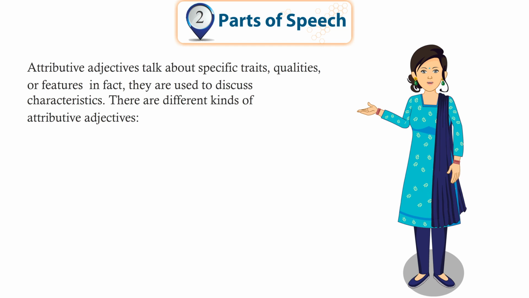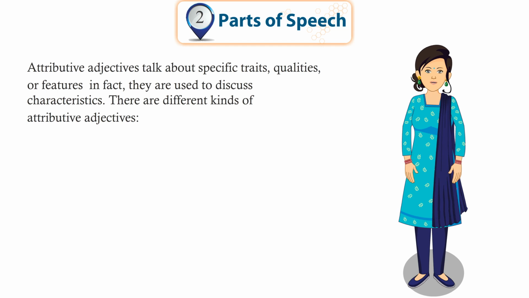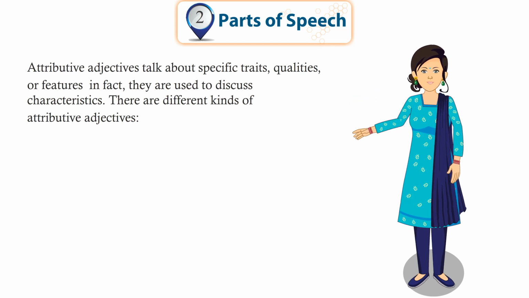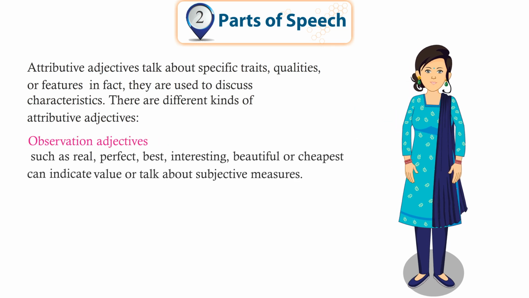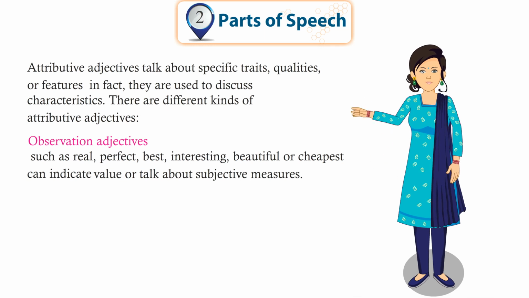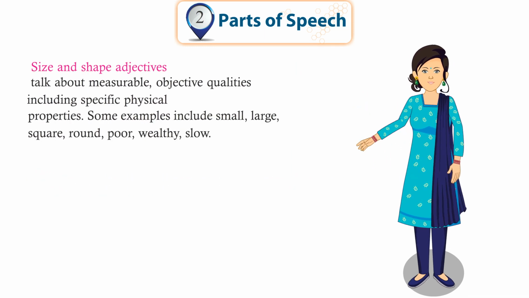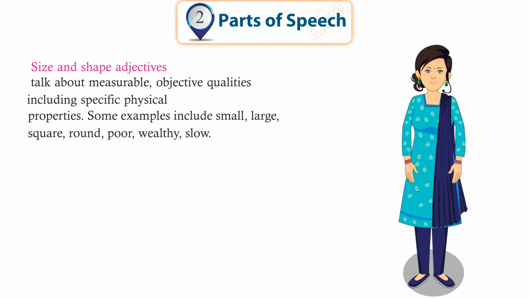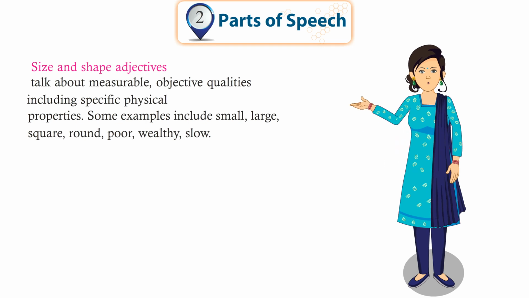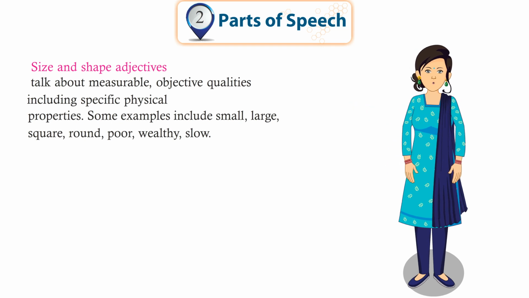Attributive adjectives. Attributive adjectives talk about specific traits, qualities, or features. In fact, they are used to discuss characteristics. There are different kinds of attributive adjectives. Observation adjectives such as real, perfect, best, interesting, beautiful, or cheapest can indicate value or talk about subjective measures. Size and shape adjectives talk about measurable qualities including specific physical properties. Some examples include small, large, square, round, poor, wealthy, slow.